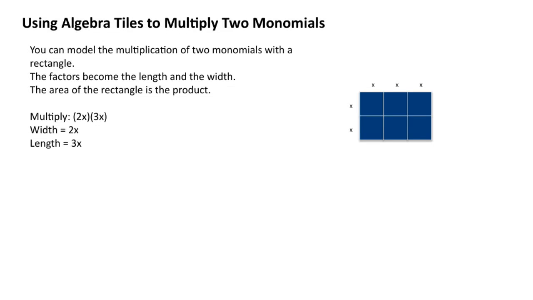Let's talk about how we can model the multiplication of two monomials using a rectangle. Think of it this way. The factors, or the numbers we're multiplying, become the length and the width of a rectangle. The area of this rectangle then represents the product of the two monomials. For example, if we multiply 2x by 3x, we assign one factor to the width and the other to the length. So the width is 2x and the length is 3x. When we multiply these, we're essentially finding the area of the rectangle, which gives us the product.